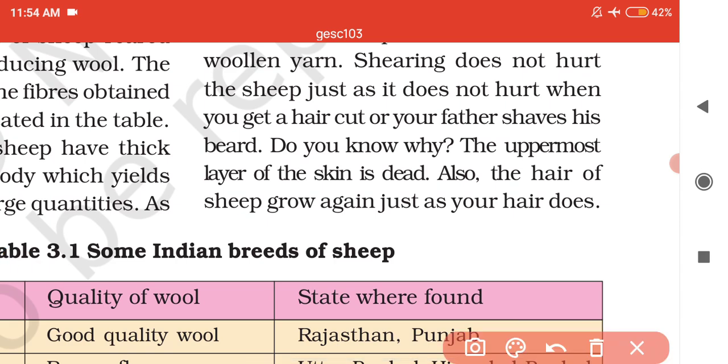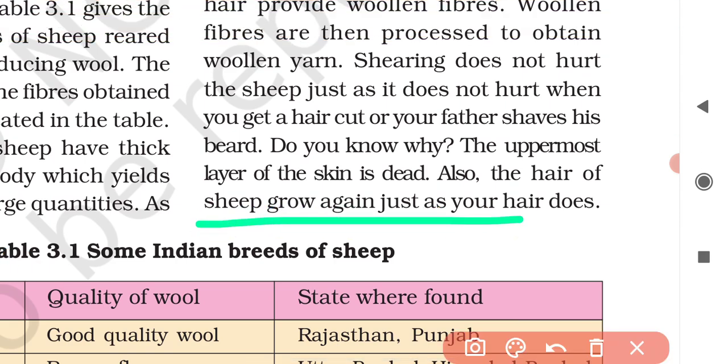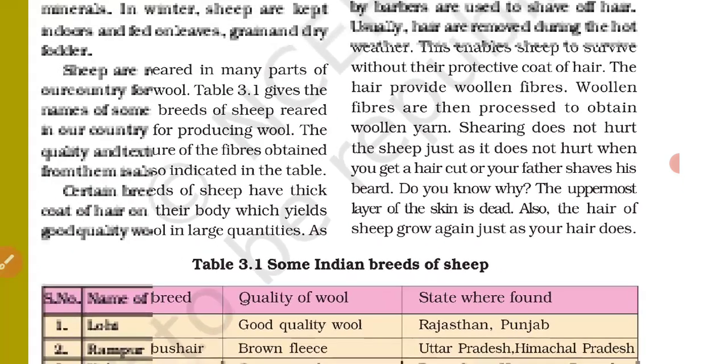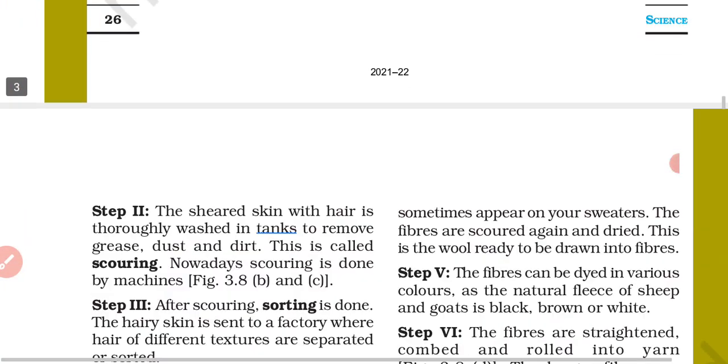Also, the hair of sheep grows again just as your hair does. Our hair also grows, right? When we cut off our hair, after a certain period of time our hair also grows. Same goes for sheep. When they get their hair sheared off from their body, after a certain time their hair also grows. Okay? You have understood about shearing?